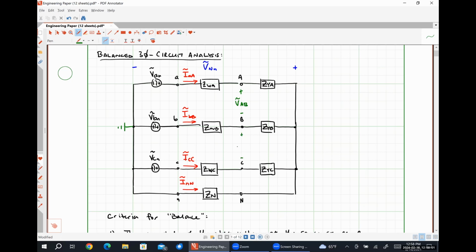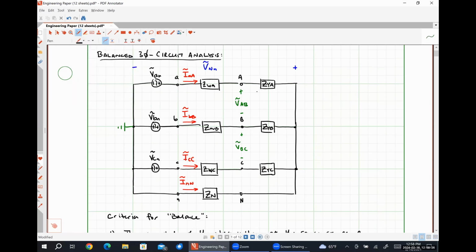VAB, this voltage VBC, and we could also have a voltage VCA, which we'll get to in a moment, right? So if I were trying to figure out what this line voltage is, I could write a KVL equation to figure things out.